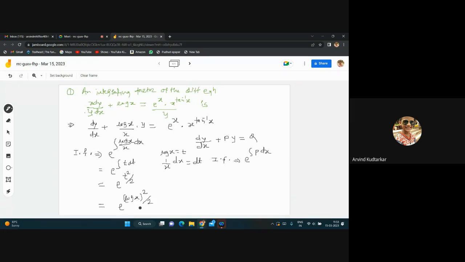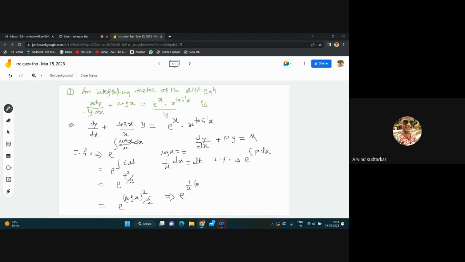e raised to t square by 2, the integration of t is t square by 2. How will you write t square by 2? Yes, it is 1/2 into log of x whole square. So how will you write it? e raised to 1/2 into log of x whole square is there. Okay, log of x whole square.